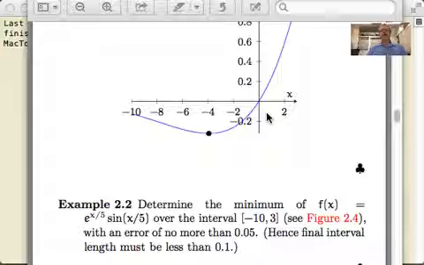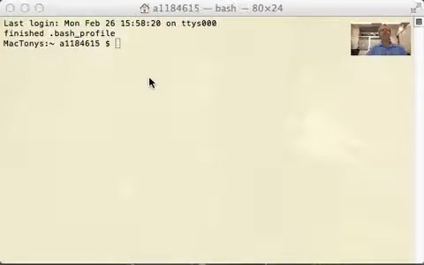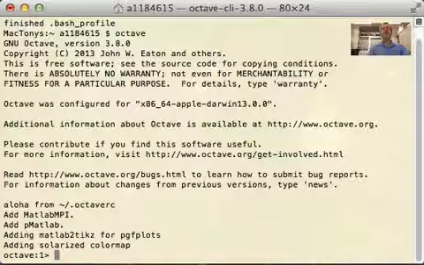So up here is the graph of this function, which we normally won't have. And the minimum we're trying to find is around about -4. So let's see how the algorithm arrives at that. Okay, so using MATLAB or Octave, here Octave, let's do it.